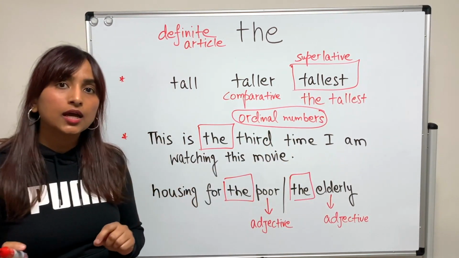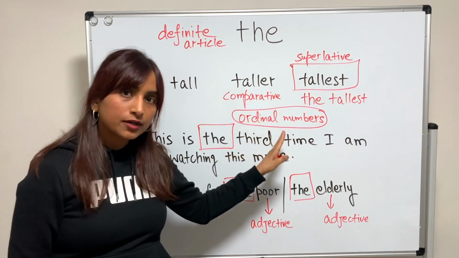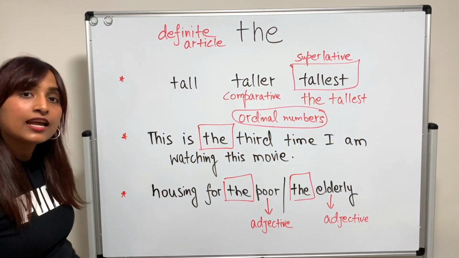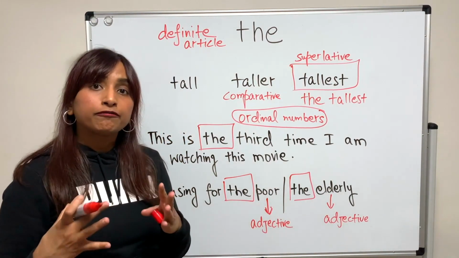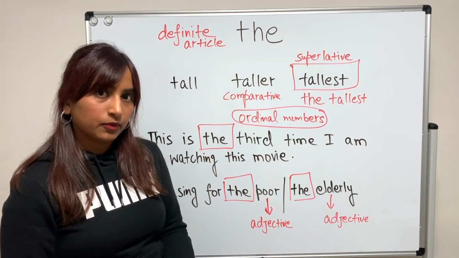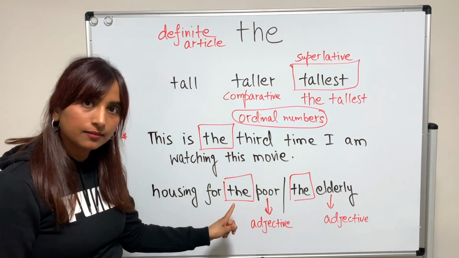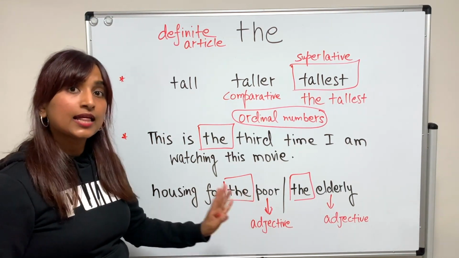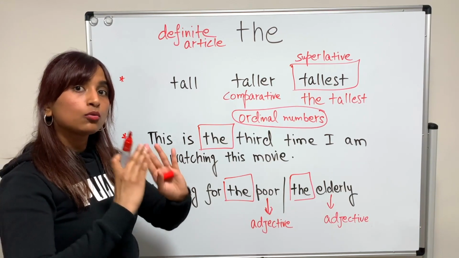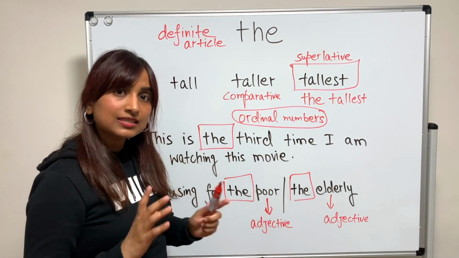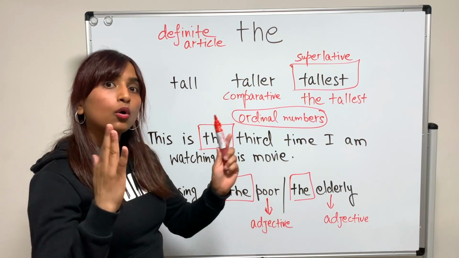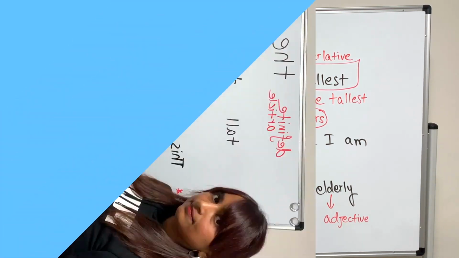So we use the with superlatives, ordinal numbers, and if you use adjectives to refer to a group of people, you need the. The poor. That means you're referring to all the poor people. The elderly. This is again referring to all the elderly people.